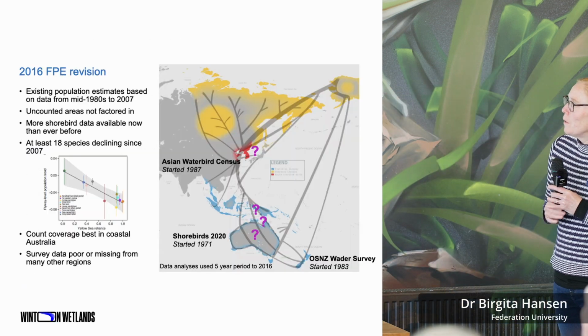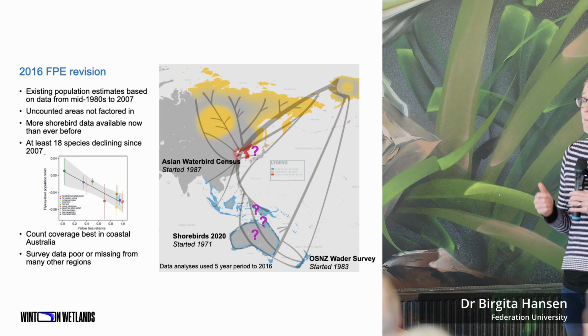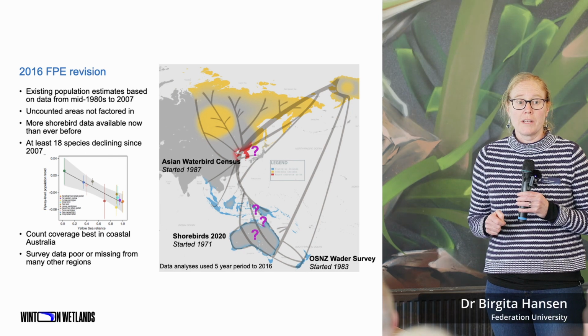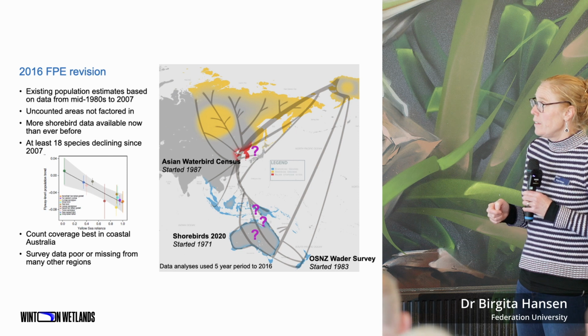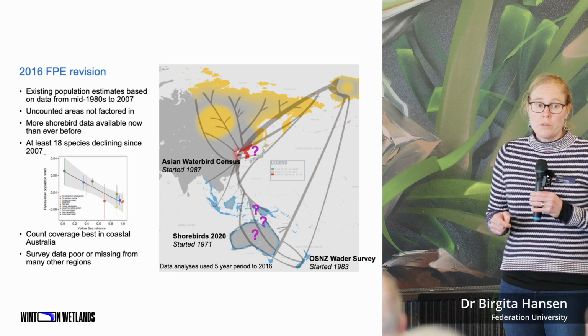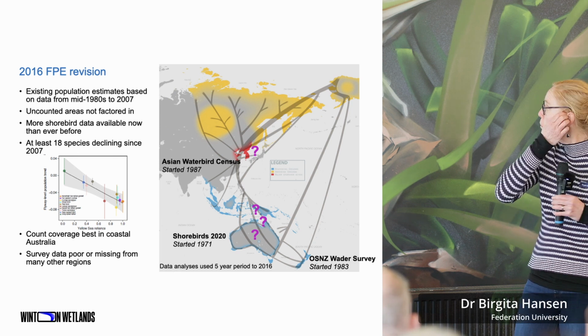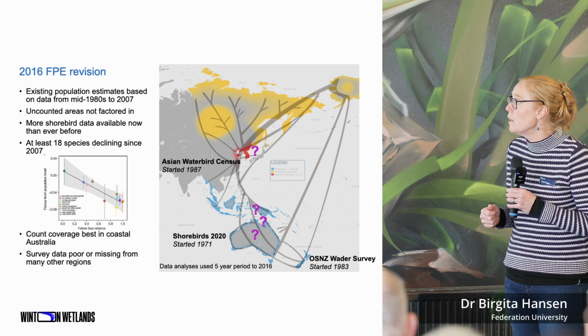So just to talk about the one we did in 2016, the Bamford estimates from 2008 were actually based on quite old data by that point. So we had data going right back to the 1980s. One of the things that it didn't do is try and account for areas that are not counted. So we didn't have any information for a lot of areas in the flyway.